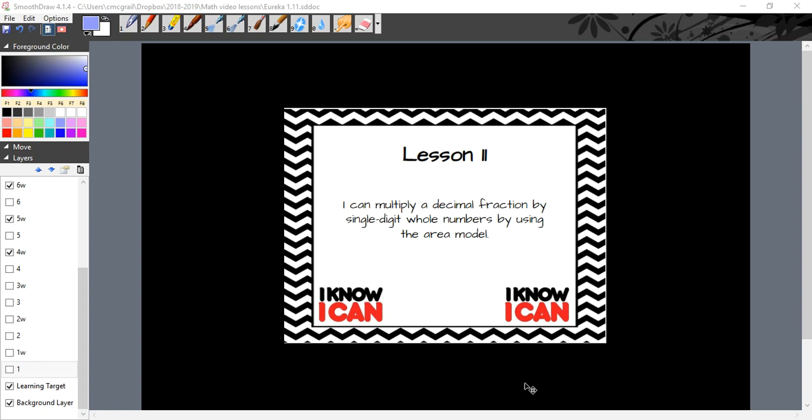Just like for Lessons 9 and 10, you will need your Lesson 7 template, whether it's on a piece of paper or in your Eureka Learn book. You will also need your math notebook because we are going to be using the standard algorithm and showing our work with an area model. So please make sure that you have both of those in front of you.